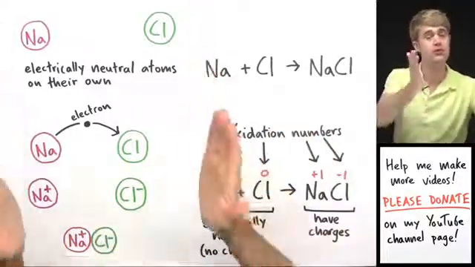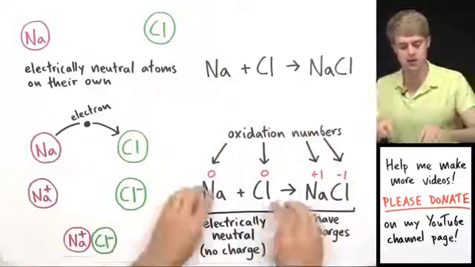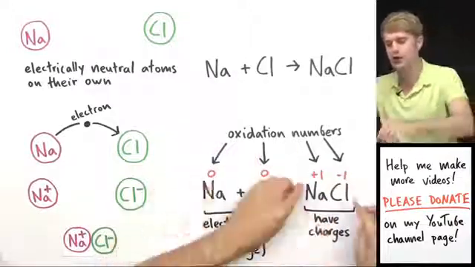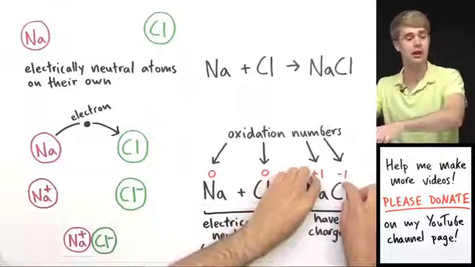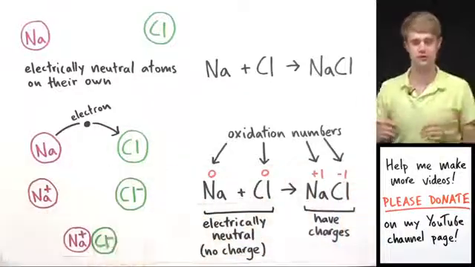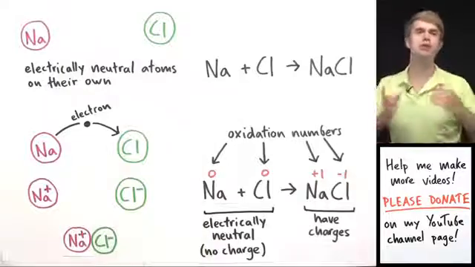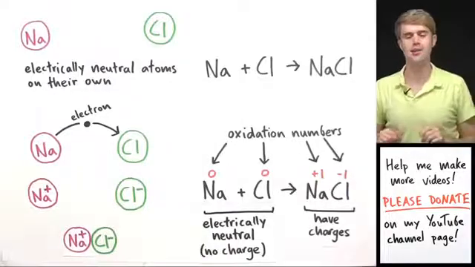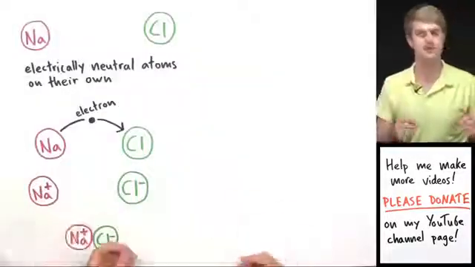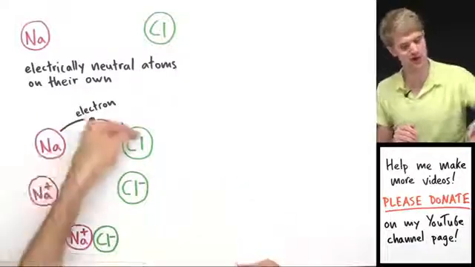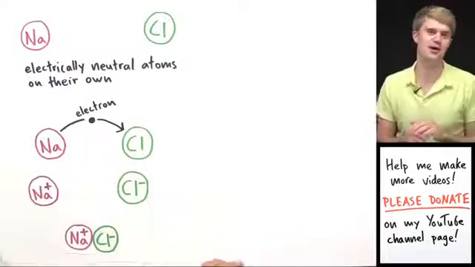Most importantly for this reaction, they remind us that sodium and chlorine start out neutral and only end up getting a charge later after this electron transfer takes place. So that is oxidation numbers, and we'll talk more about those in coming lessons. So obviously this is an oxidation reduction reaction because there is a transfer of an electron between these two atoms.